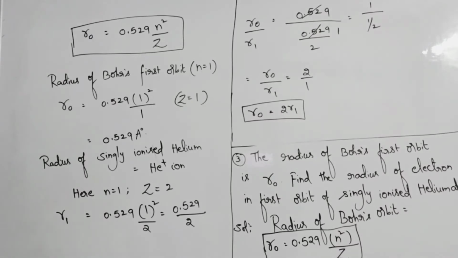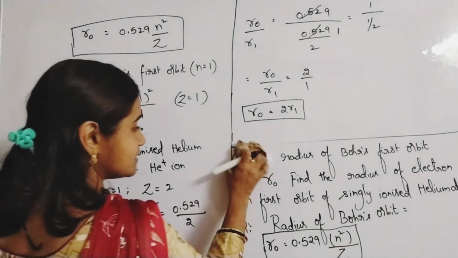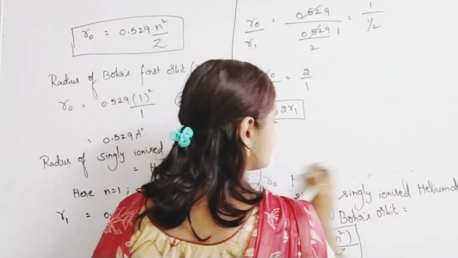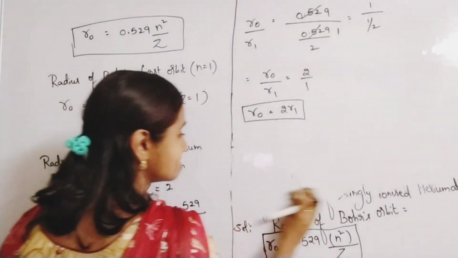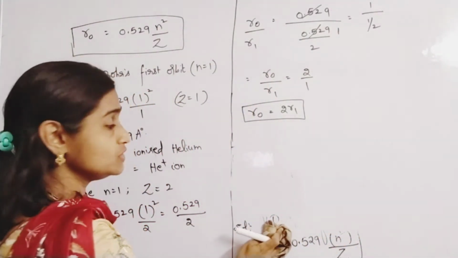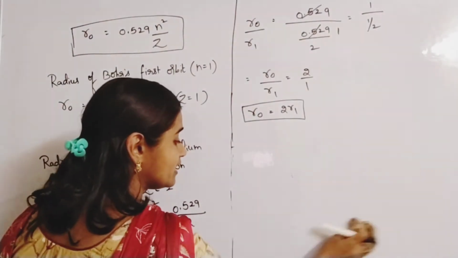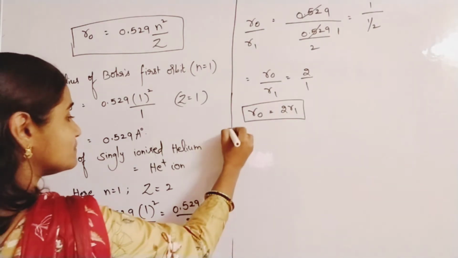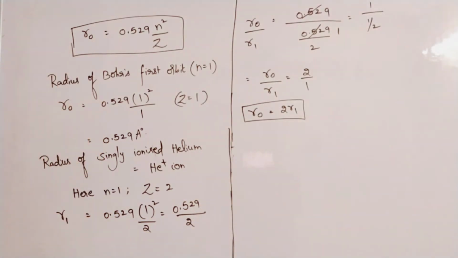Next, please pause the video, note down, and then you can proceed for the next sum. Now we'll go to the fourth question. Question number 4. You have to remember all these formulas, then it will become easy for you to do the numericals. Radius of Bohr's nth orbit. All these formulas please remember.